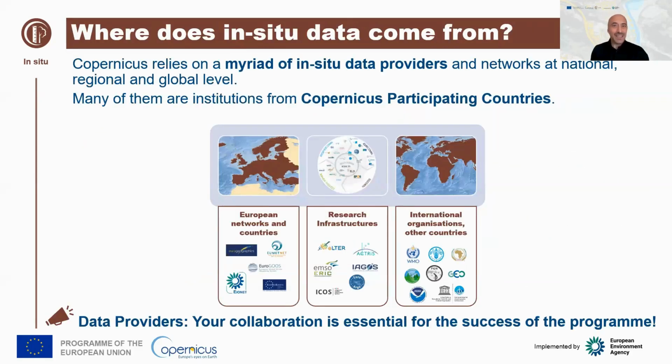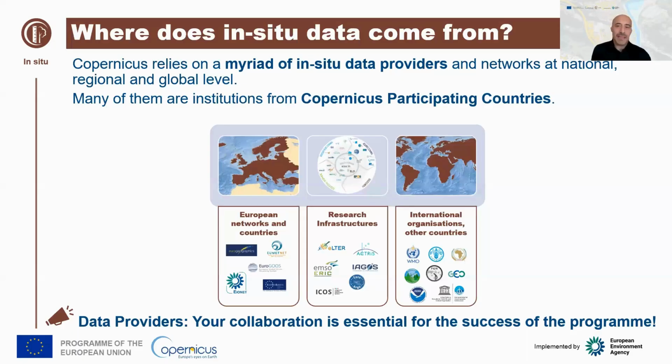Copernicus has a big dependence on a number of data providers. When it comes to in-situ data, we don't have a dedicated, let's say, Copernicus in-situ activity or data. We really need to rely on the data provided by a number of institutions. And many of them are actually coming from what we call the Copernicus participating countries, the member states of the European Union and those associated countries which are participating in the Copernicus program.